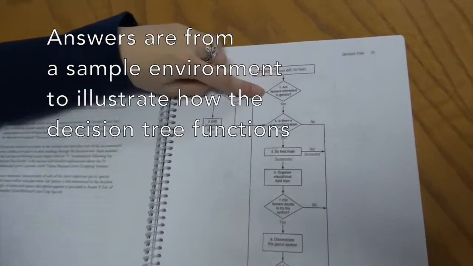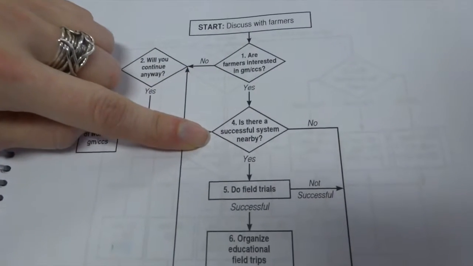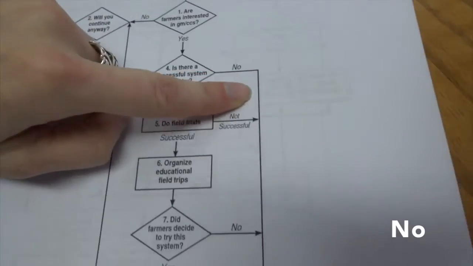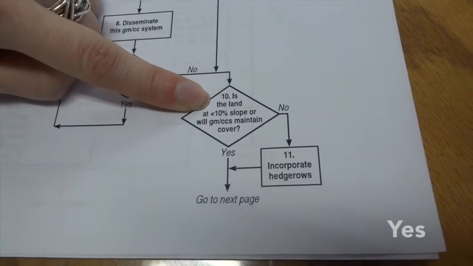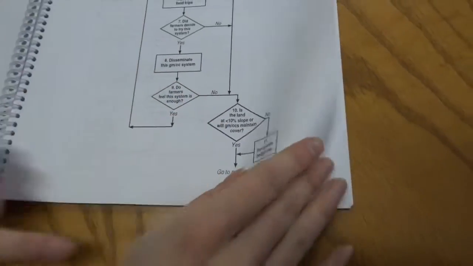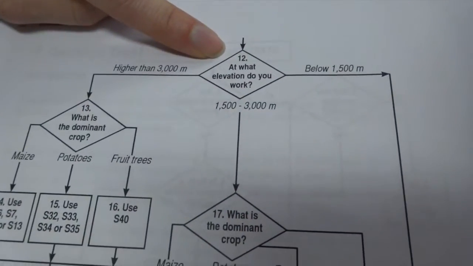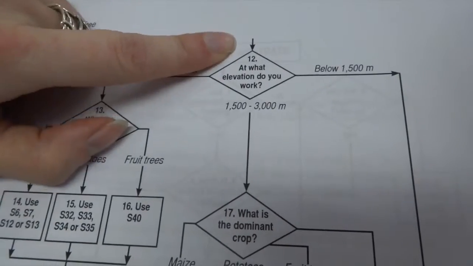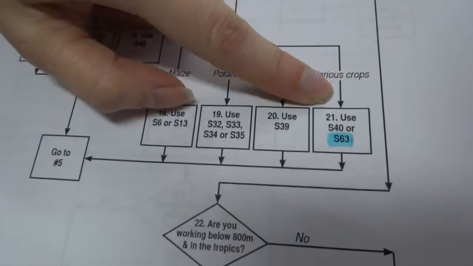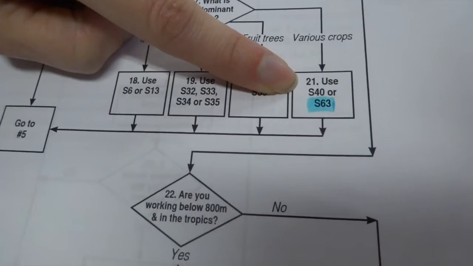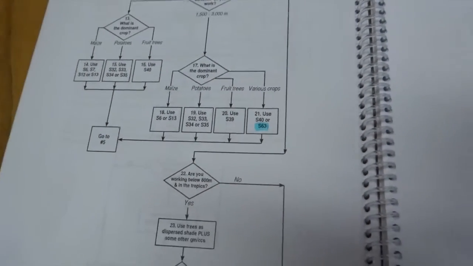Are the farmers interested in green manure and cover crop systems? Yes. Is there a successful system nearby? No. Is the land at less than a 10% slope? Yes, it's almost level. At what elevation do you work? 1,500 to 3,000 meters. What is the dominant crop? Various crops. We have now reached a box that says use S40 or S63. Once you reach one of these boxes, you have found your recommended cover crop.